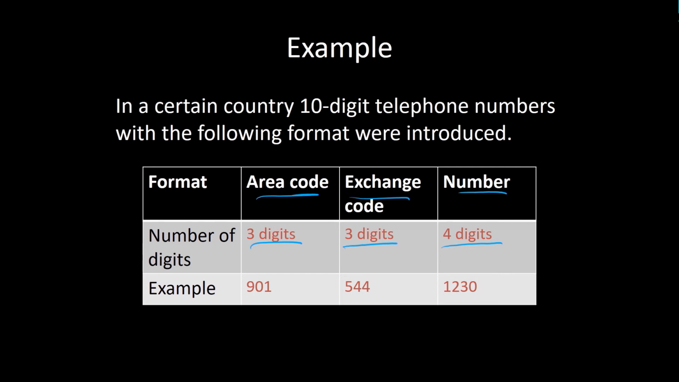So for example, you could have your area code being 901, your exchange code being the number 544, and then the number 1230. So that would be an example.